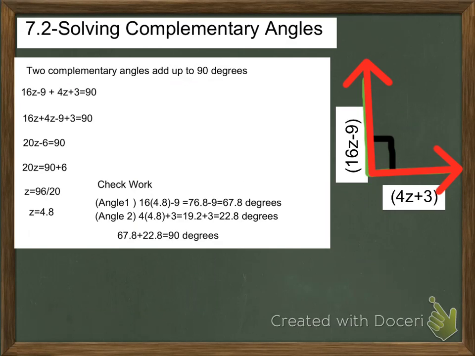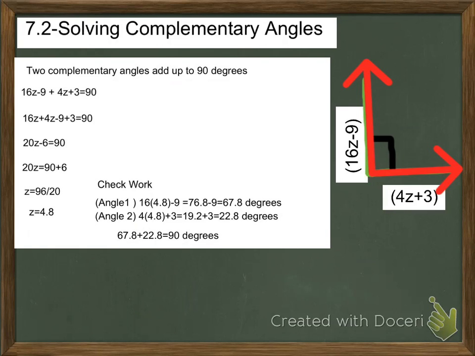Okay, now we're going to solve complementary angles. When solving complementary angles, your equations have to add up to 90 degrees. So the expressions below are 16z minus 9 and 4z plus 30. First you combine the like terms. So 16z plus 4z minus 9 plus 30 equals 90 is the new equation. Now you get 20z plus 21 equals 90.